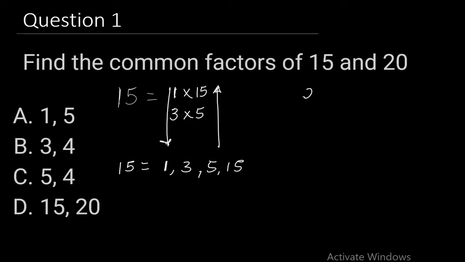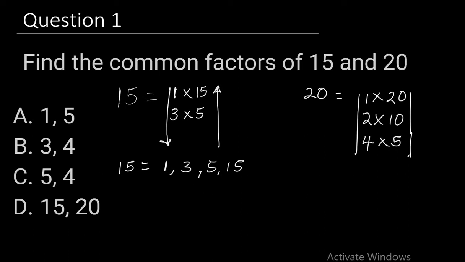Now let's get the factors of 20. You draw your two vertical lines. 1 times 20 will give me 20. 2 times 10 will give me 20. 4 times 5 will give me 20. Count down, count up. Factors of 20 are 1, 2, 4. Count up, we have 5, 10, and 20. So you now look at both factors.